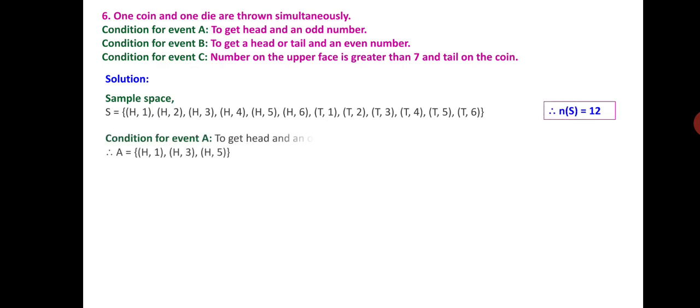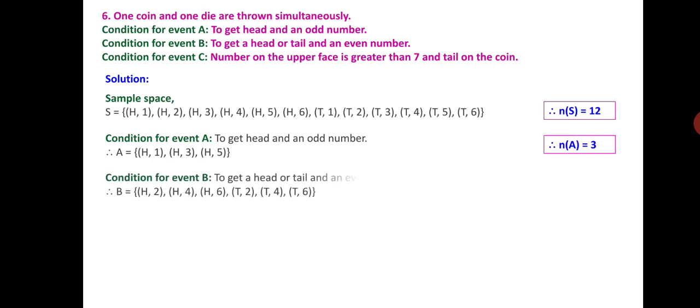Now, condition for the event A. To get head and an odd number. So, A will get the set as H1, H3 and H5. Event B: a head or a tail and an even number. Therefore, event B has a set like H2, H4, H6, head and even number, and T2, T4, T6, tail and even. Therefore, you are getting n(B) is equal to 6.